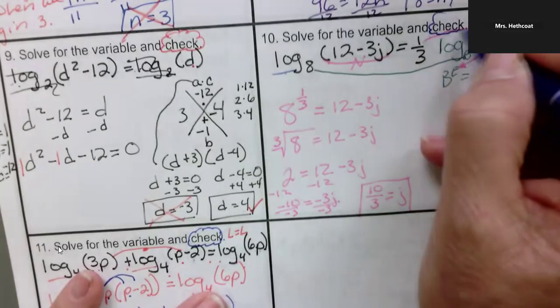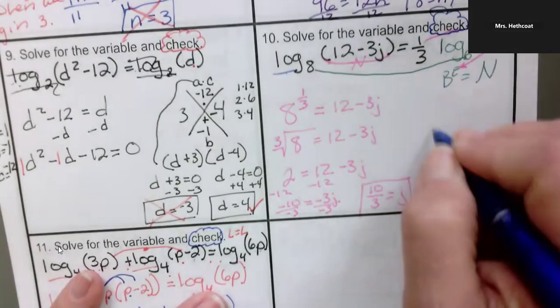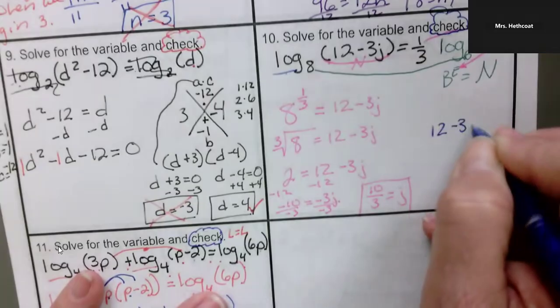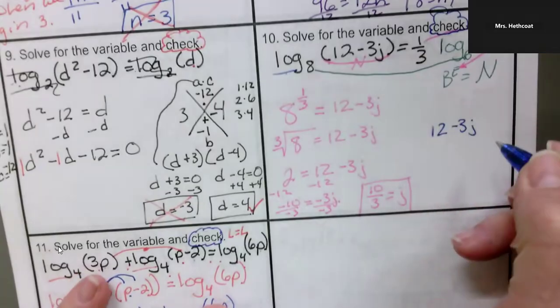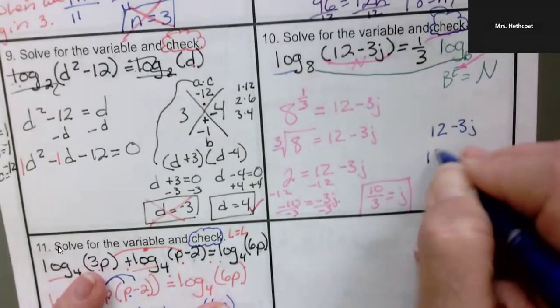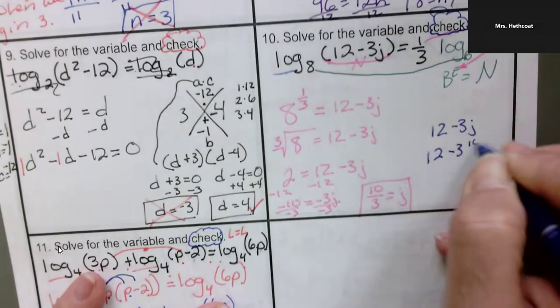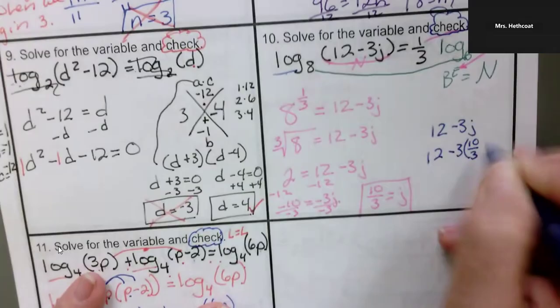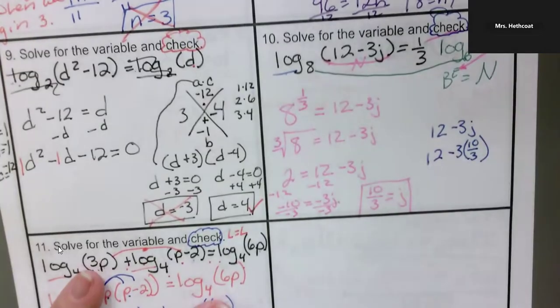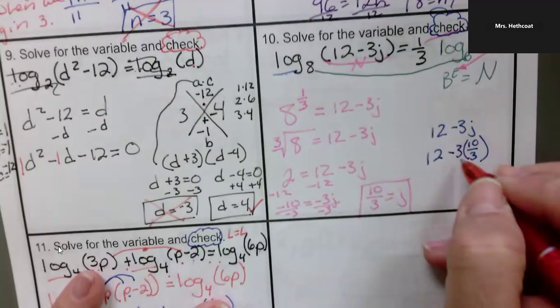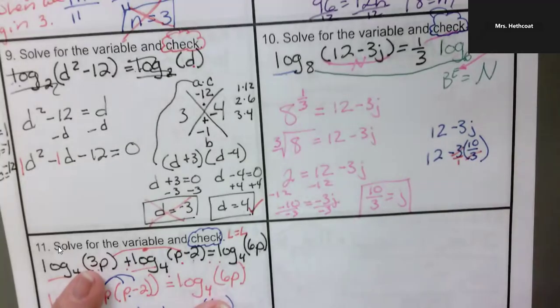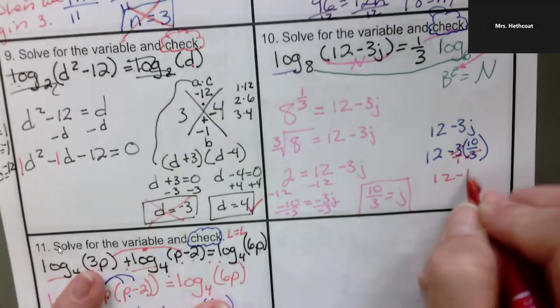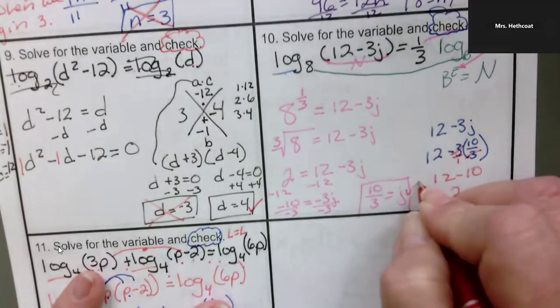Check our answer. So I'm going to see if 12 minus 3J is going to be positive or negative. So 12 minus 3, J is 10 over 3. What is 3 times 10 over 3? Well, this is a fraction. We have a 3 on the top, a 3 on the bottom. They cancel. We get 12 minus 10, which is 2, which is positive, so it checks.